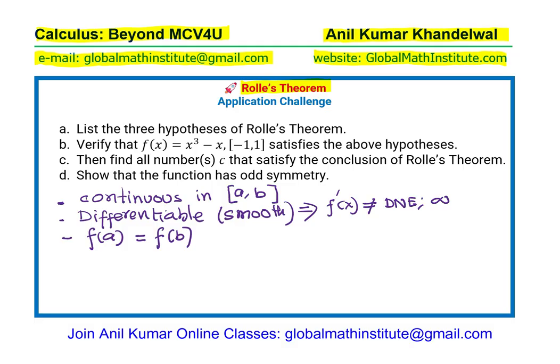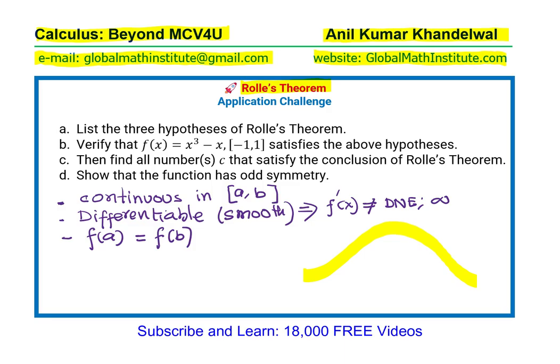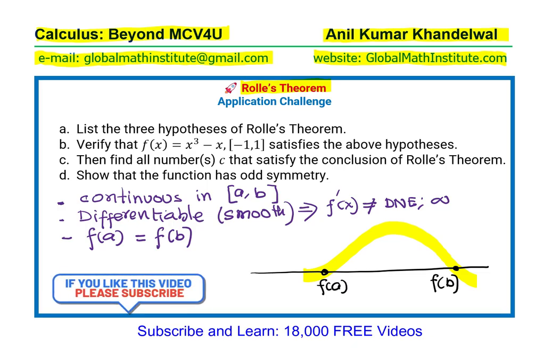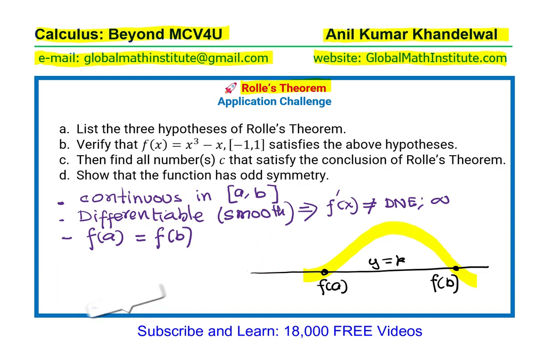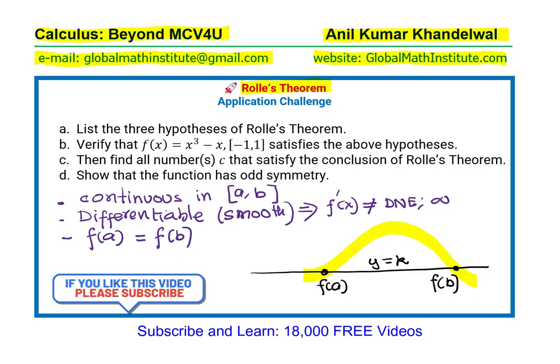That means we are looking for a graph which could be something like this. So what really happens is, let's say you draw a line like this. These two points here are f(a) and f(b). They are at the same level, so y equals some value k. Both have the same value.